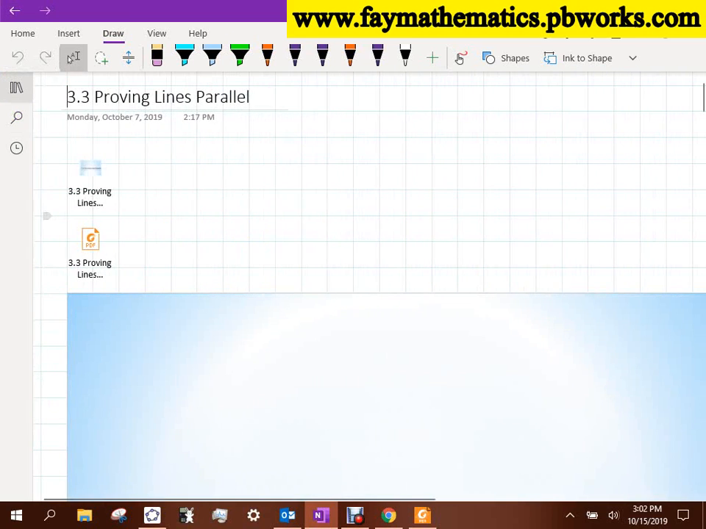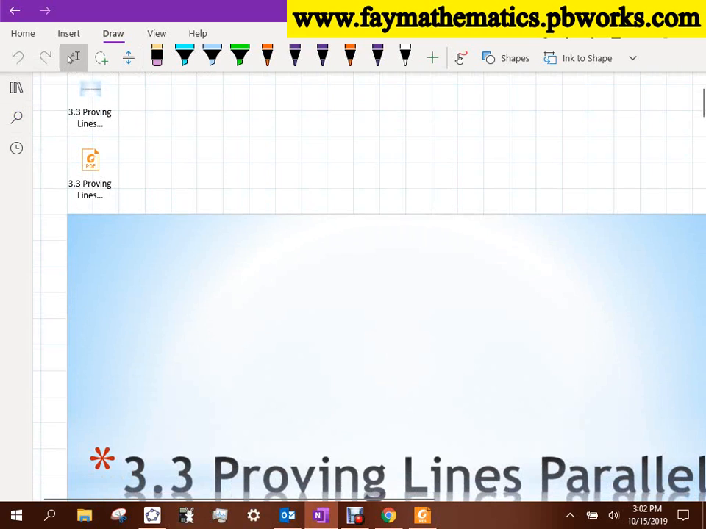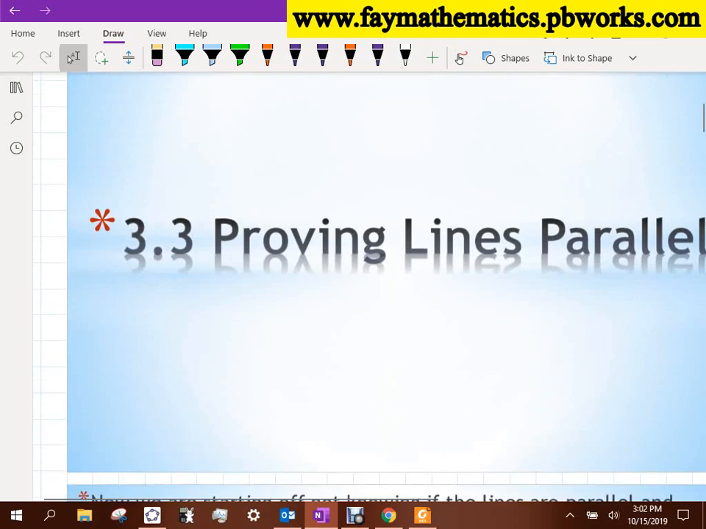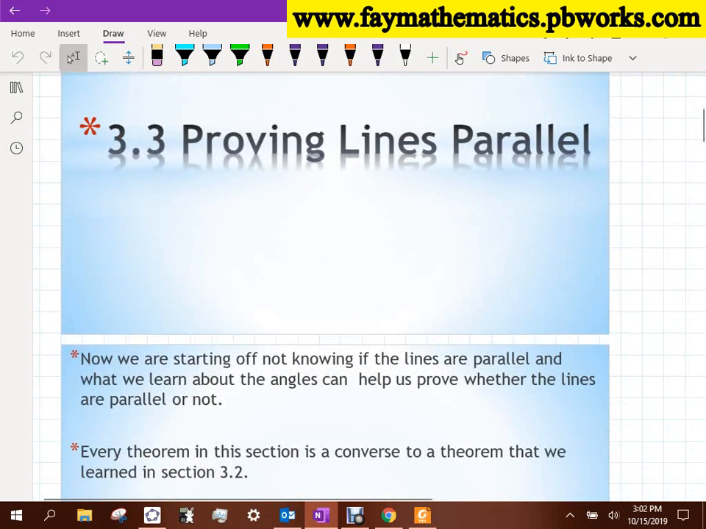Okay, it's a new section, and when I start showing these slides, I don't want you to write anything down right away. Okay, because there's like 8 slides with theorems on them, and we don't need to write all that stuff down. Okay, because I'm going to show you hopefully how we can condense a lot of these slides down into 1 or 2 statements. Okay, so 3.3 is talking about proving lines parallel.